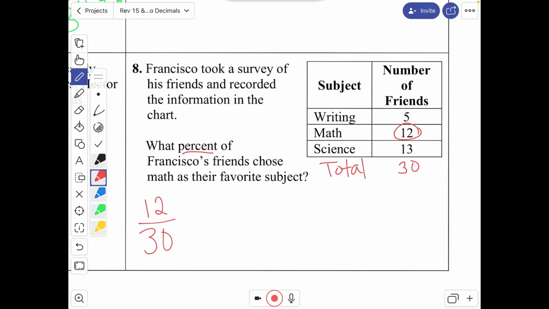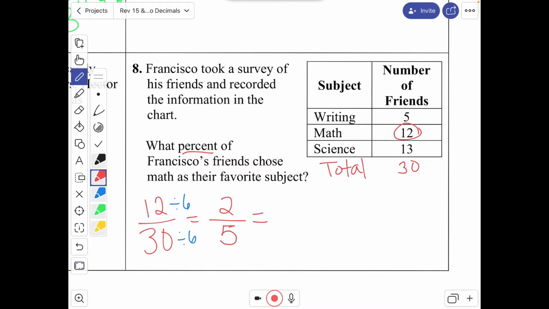Now, to make that a percent, I could divide and change it to a decimal and then move the decimal space. Or I could try simplifying and see if it comes out to one of those fractions I was supposed to memorize. That might be a little bit shorter. What could I divide 12 and 30 by? 6 works. So 12 divided by 6 makes 2, and 30 divided by 6 makes 5. And 2/5 is one of those fractions you're supposed to memorize.